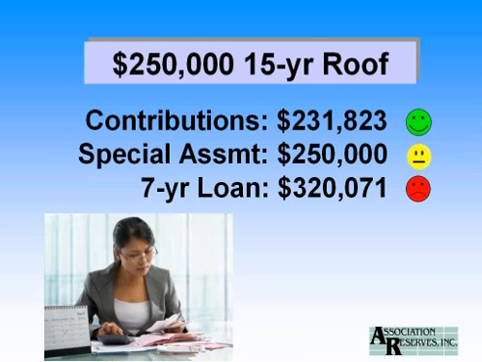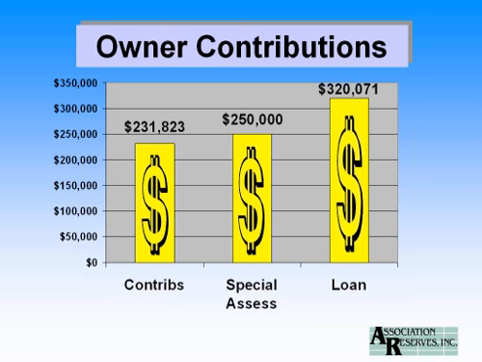On the other hand, if the association needs a last-minute special assessment, they'll need $250,000 collected in a special assessment to pay that $250,000 roofing bill. But if they take out a loan, in addition to paying the $250,000 principal back to the bank, they'll pay some significant interest, paying out a total of over $320,000 for that $250,000 roof project. The lesson here is that things get very expensive when you don't plan ahead. And here's those same numbers shown graphically.